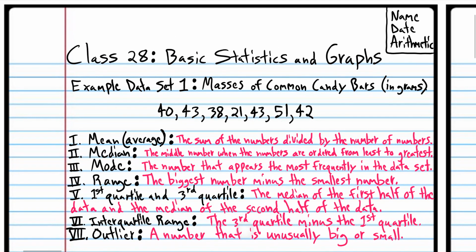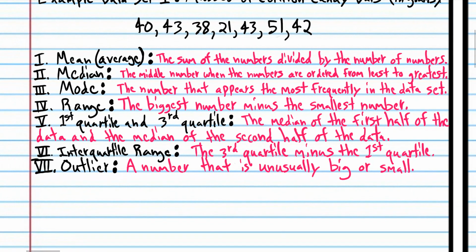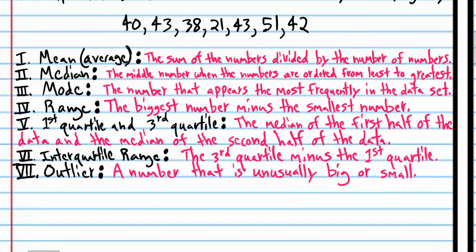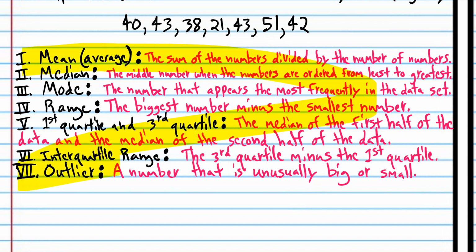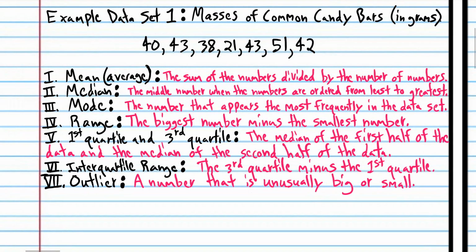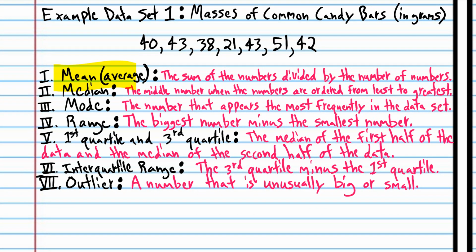I want you to take a screenshot of these definitions. I want you to take a screenshot of all this stuff, because we're going to use that in every data set in this class. Why do we care about these definitions? Well, these first 3 definitions are what they call measures of center. They measure the center of the data. So if you order these numbers from least to greatest, these values would give you some sort of an approximation of the center of the data.